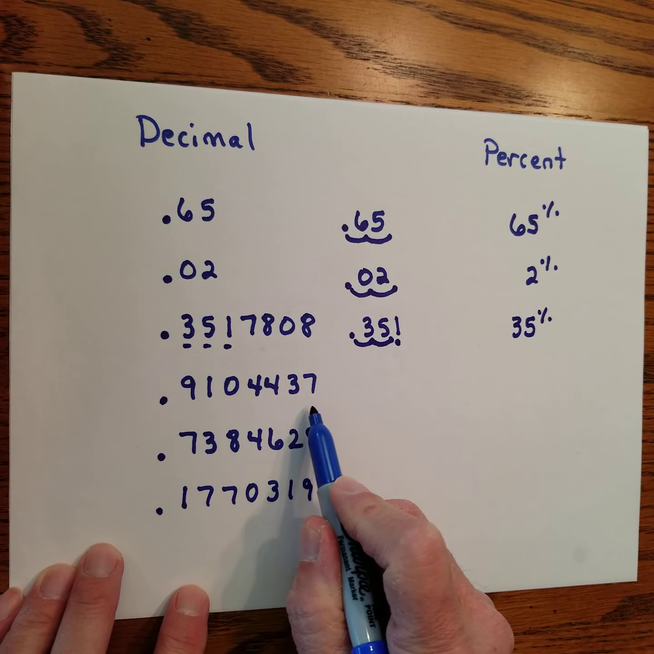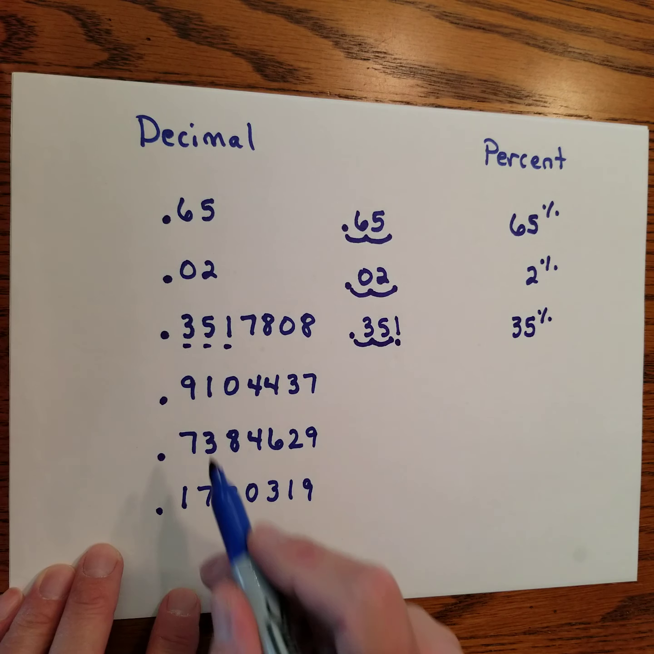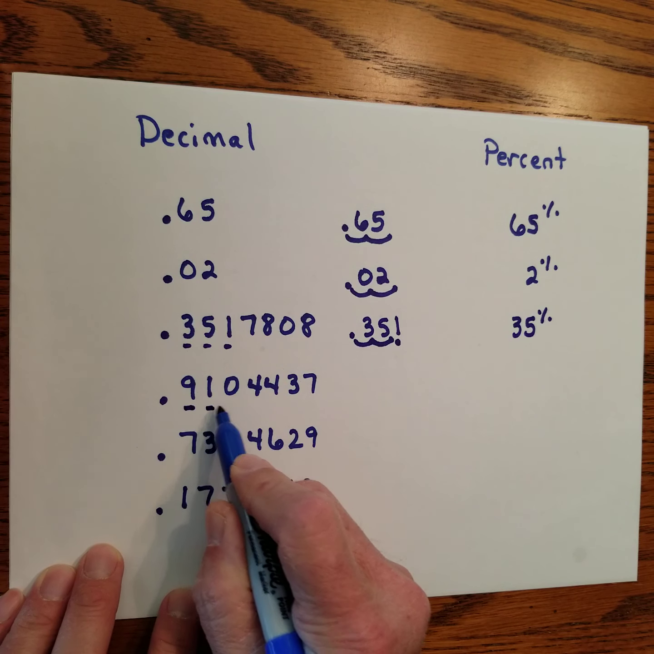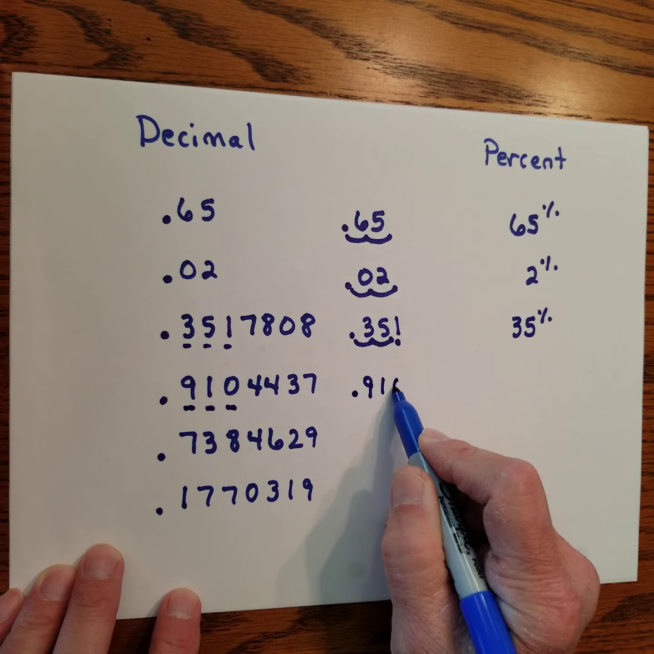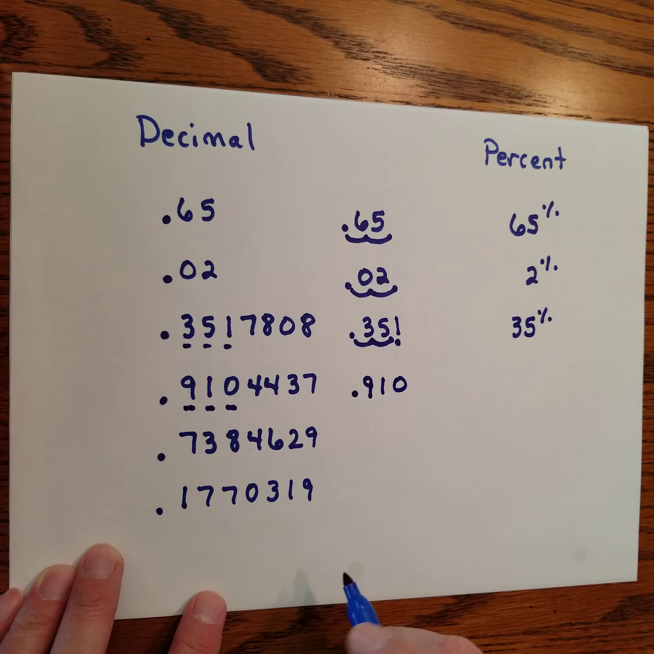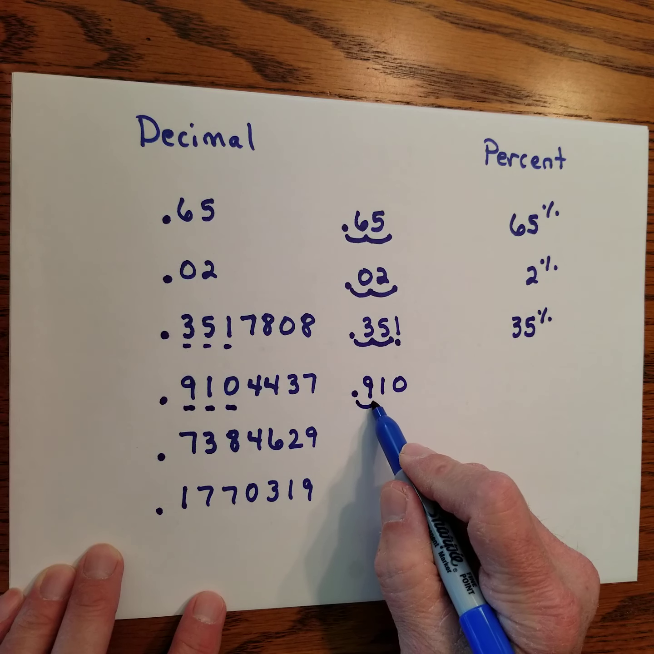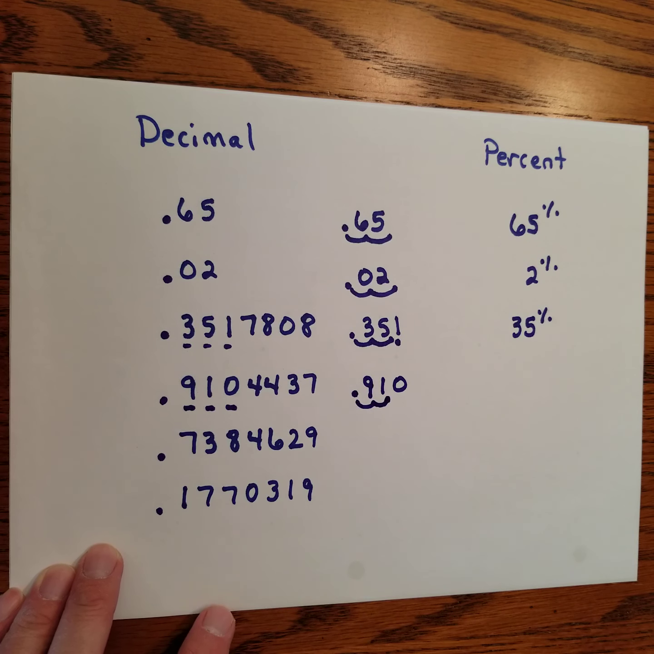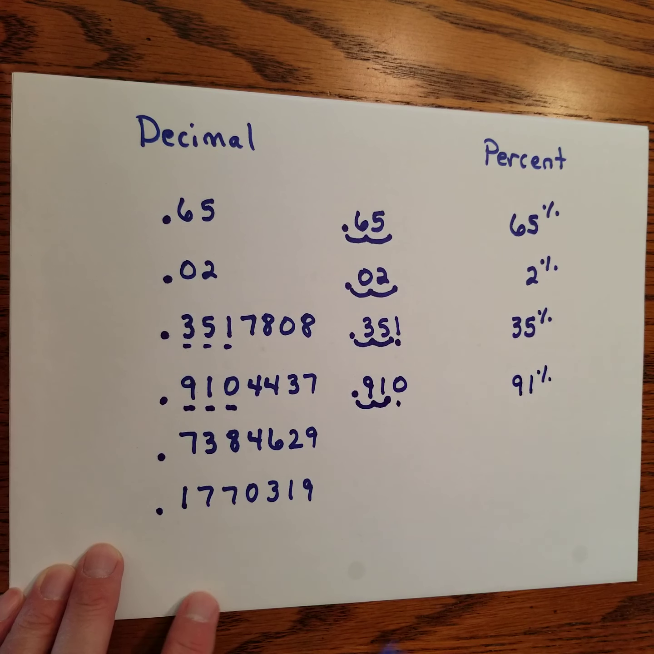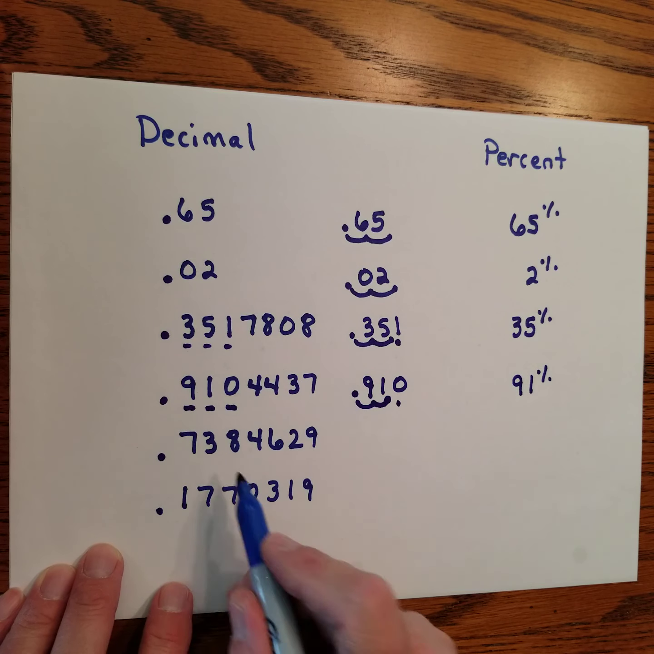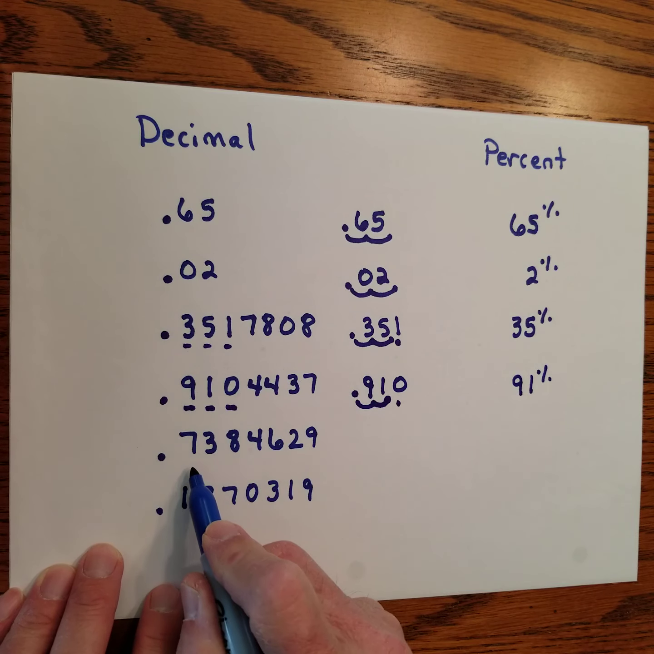Let's round this one off to the nearest percentage. Look only at these 3 place values. 0.910. Then move the decimal point 2 spots to the right. Should I call that 91% or 92%? Since this place value is very small, we'll leave that as 91%.